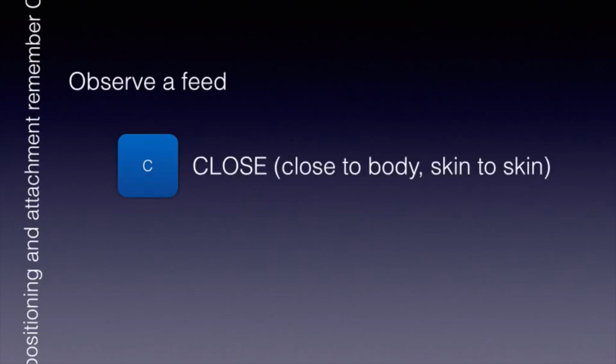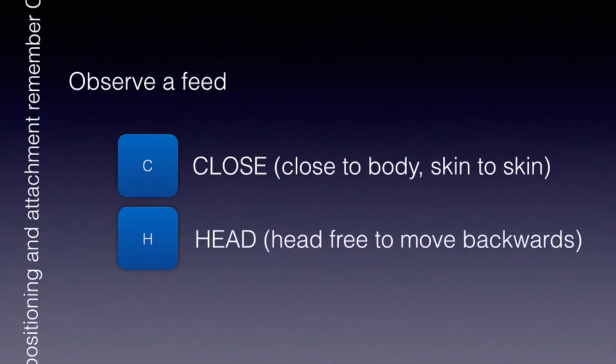And now, as promised, here's the chin mnemonic. The C stands for close, and this reminds the mother to keep the baby close to her body and especially skin to skin. The H stands for head. This reminds the mother to keep the baby's head free to move backwards, so the baby can get a wide open mouth and come onto the breast and get a mouthful of breast.